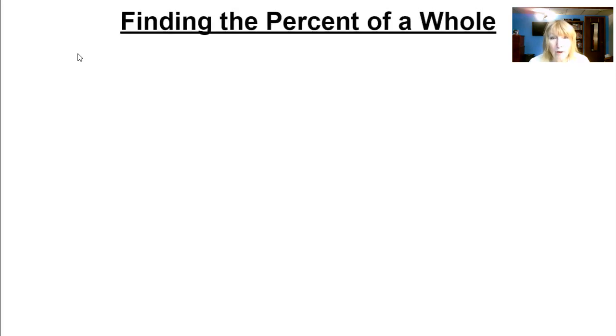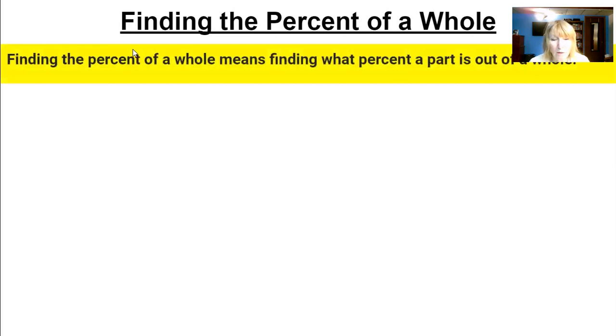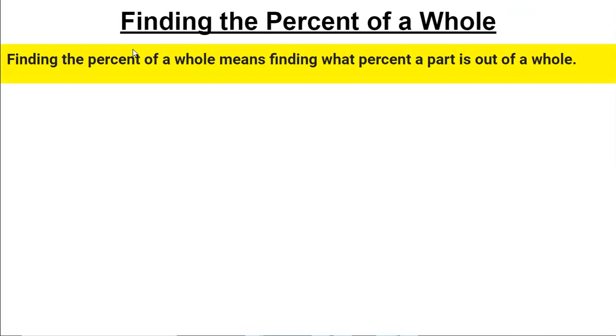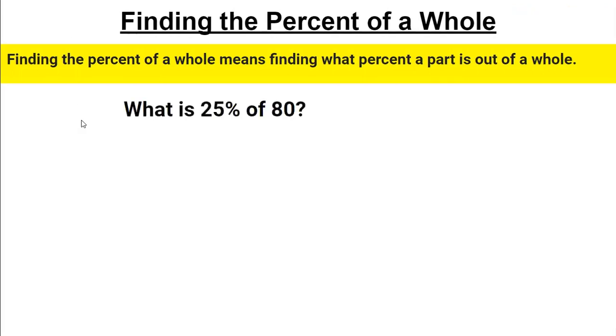So we're going to talk about finding the percent of a whole. Finding the percent of the whole means finding what percent a part is out of a whole. So for example, what is 25% of 80? We're looking for the part that is 25% of 80. 25% is actually 1/4 of 100. So we're actually trying to find 1/4 of 80.